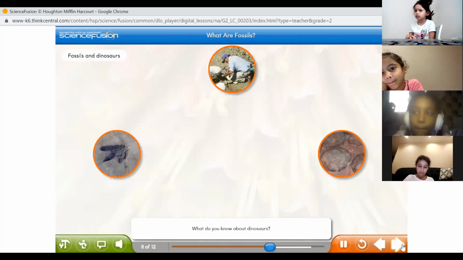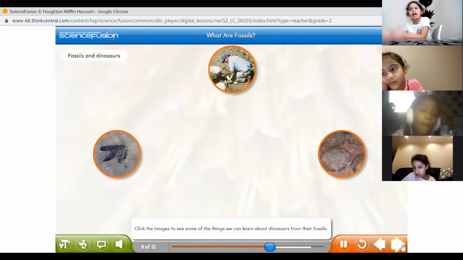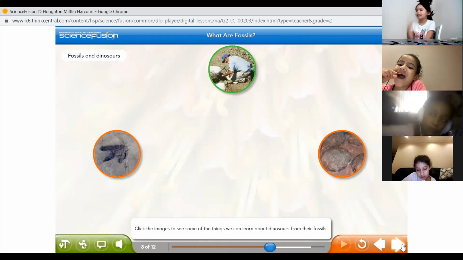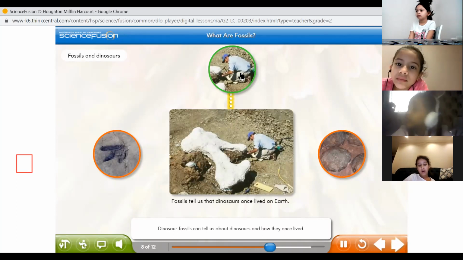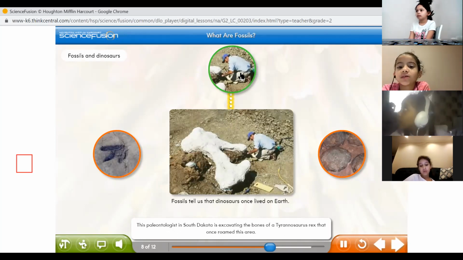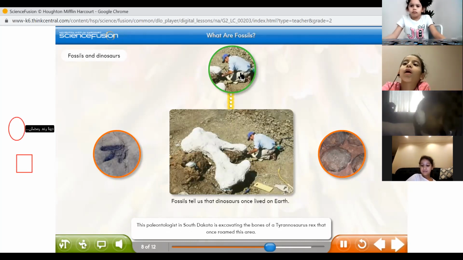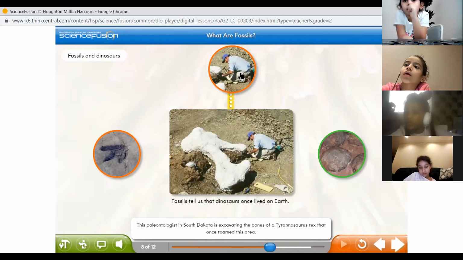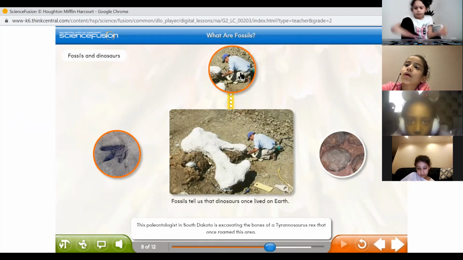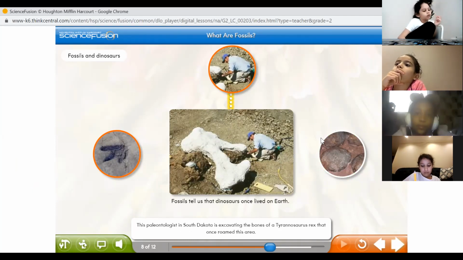What do you know about dinosaurs? Click the images to see some of the things we can learn about dinosaurs from their fossils. Okay, what can we learn from fossils about dinosaurs? Let's see. Dinosaur fossils can tell us about dinosaurs and how they once lived. This paleontologist in South Dakota is excavating the bones of a Tyrannosaurus Rex that once roamed this area. So he can know how the T-Rex once roamed and lived in this area.